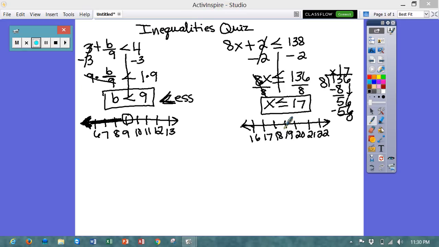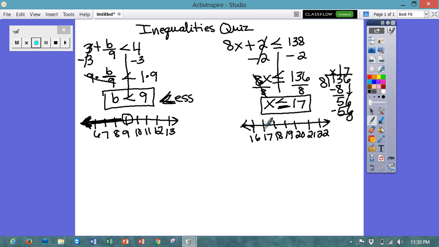So since it could be equal to 17, this means that it could be equal, then 17 is going to be a solid dot on the 17. Also, x could be everything less than 17. So 16 is less, 15 is less, all of the numbers to the left. Left is less.